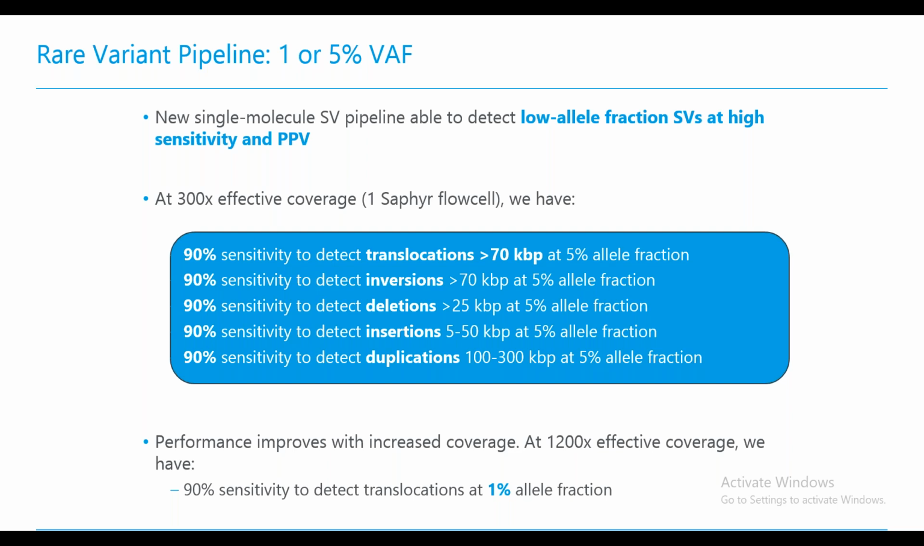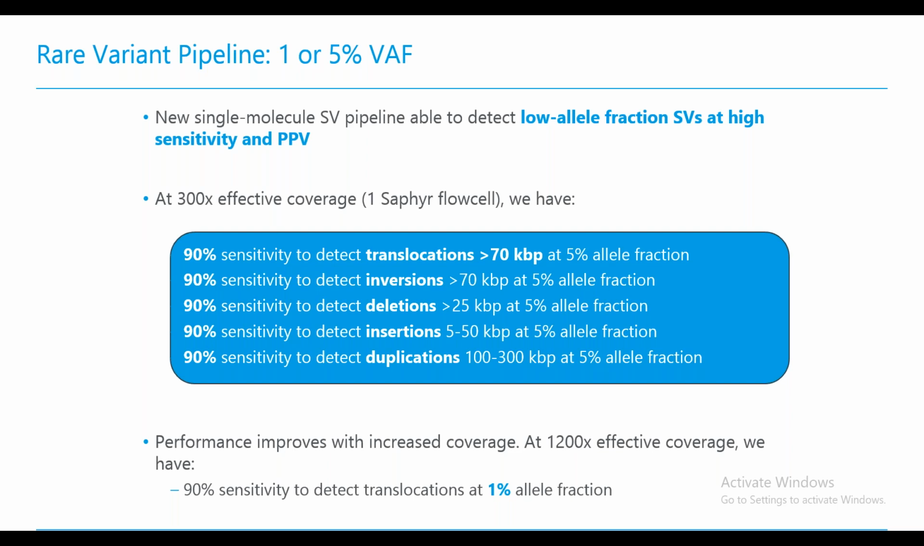Now, for cancer specifically, we have another pipeline. We call it a rare variant pipeline. And this allows you to do analysis on single molecules. And if you collect 400x coverage like you can in a single flow cell, we can now call these structural variants completely unbiased genome-wide at 5% allele fraction. This is for every major type of structural variants. There's no panel, there's no amplification. This is completely unbiased detection.